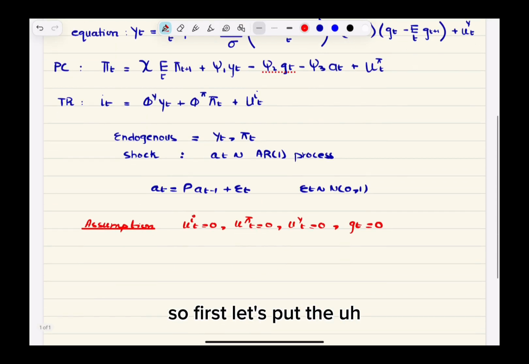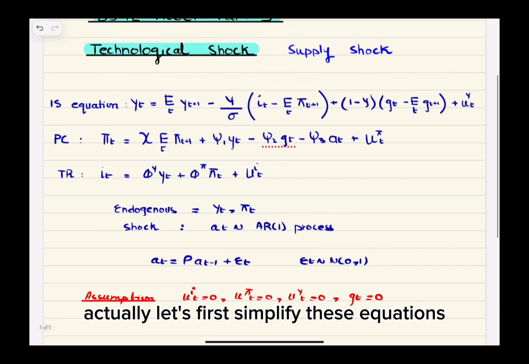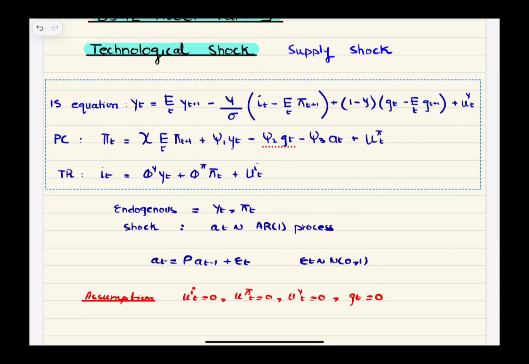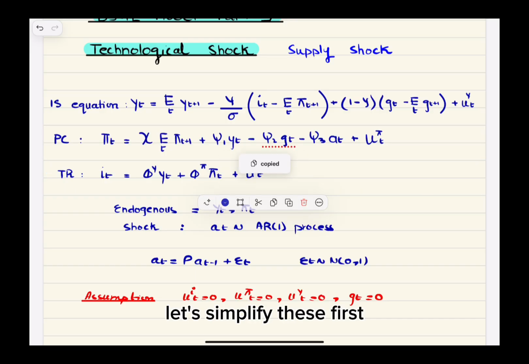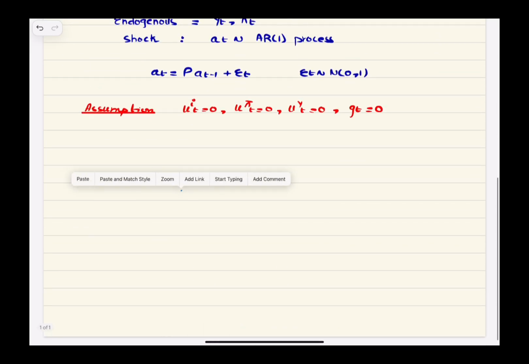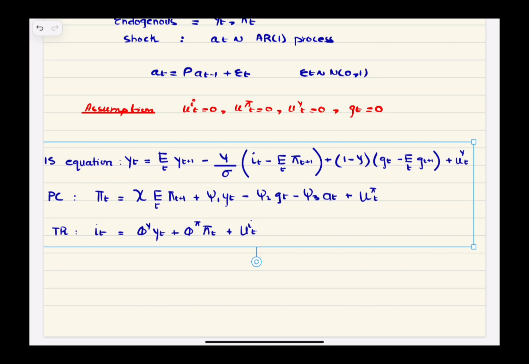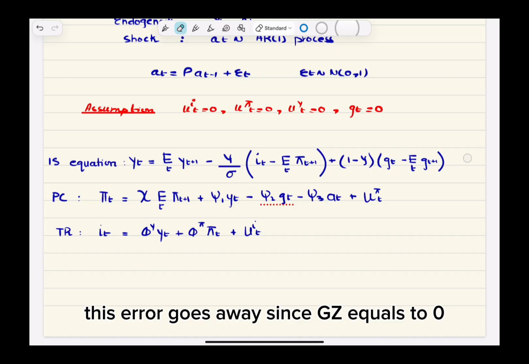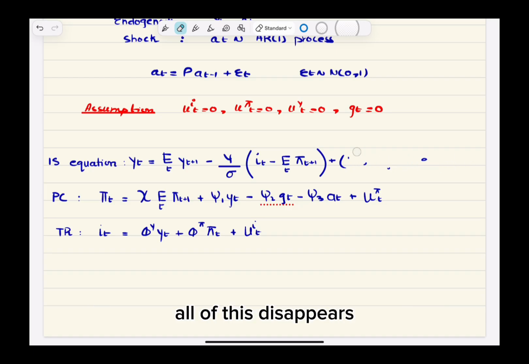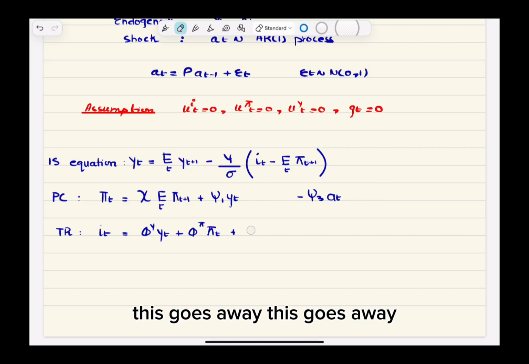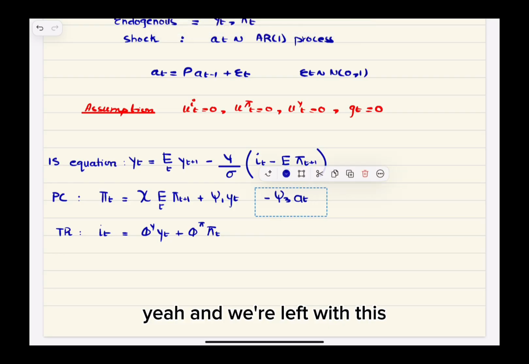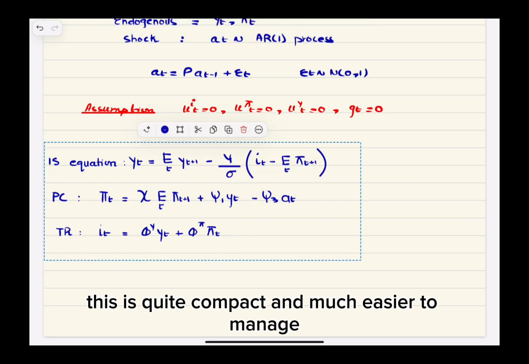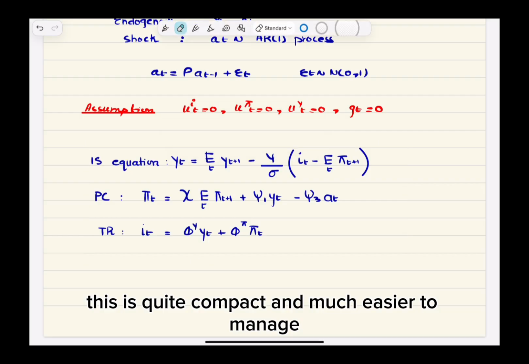So let's first simplify these equations by putting in these assumptions. Okay, what will this become? This error goes away. Since g is equal to 0, all of this disappears. That's nice. This goes away. This goes away. This goes away. Yeah, and we're left with this. This is quite compact and much easier to manage.